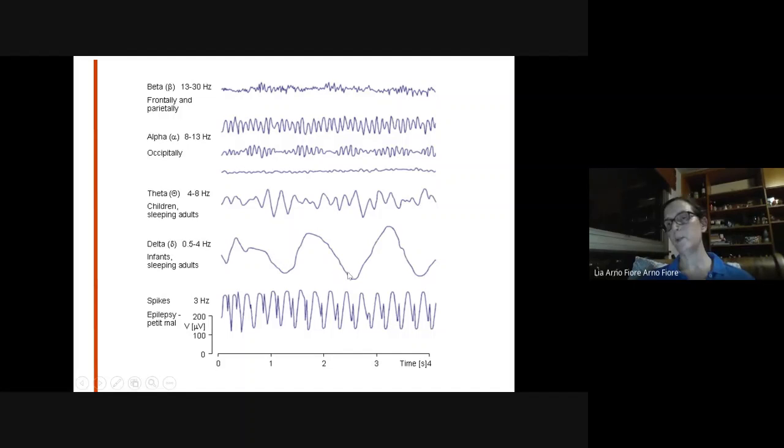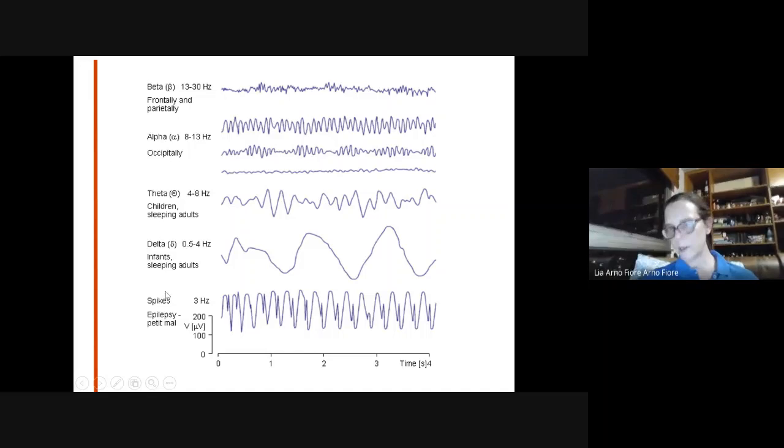Slow wave sleep, right? And here you've got spikes. So you've got a spike, wave, spike, wave, spike, wave. And if you count in 1 second, you've got three of these. So we call it the spike wave complexes, 3 hertz, which is typical of what they call petit mal epilepsy, which actually is childhood absence, right? When this is generalized, you've got a diagnosis of childhood absence epilepsy.